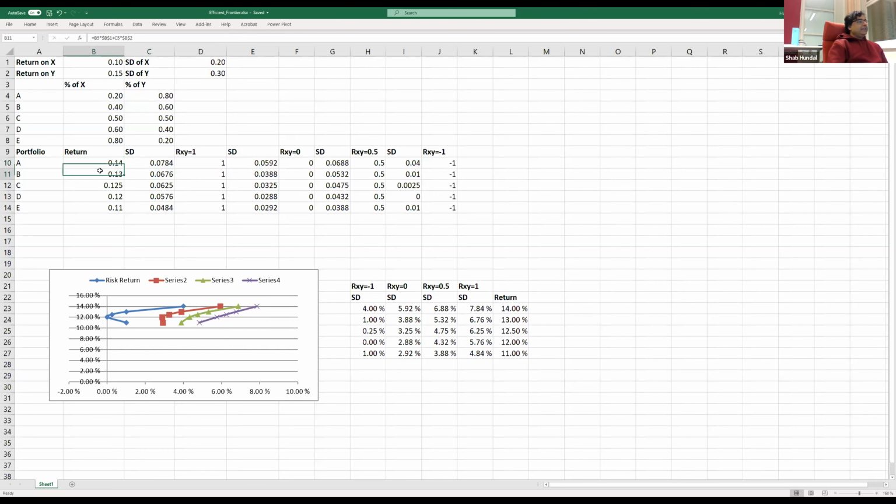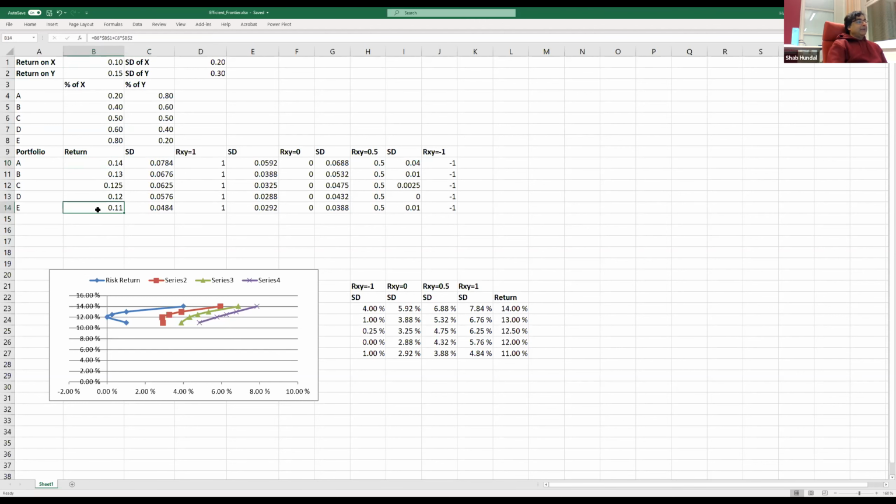And you can see that as we move down, the share of X increases in the portfolio and the share of Y decreases in the portfolio. Because the share of Y is decreasing and the share of X is increasing, the expected return obviously will go down, because we know from the numbers that Y gives you higher return than X. So any portfolio with more Y and less X has more return, but then you have more risk also.